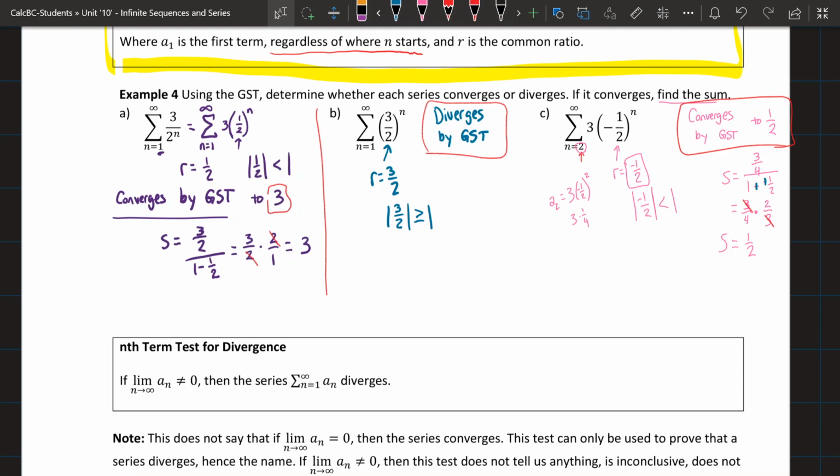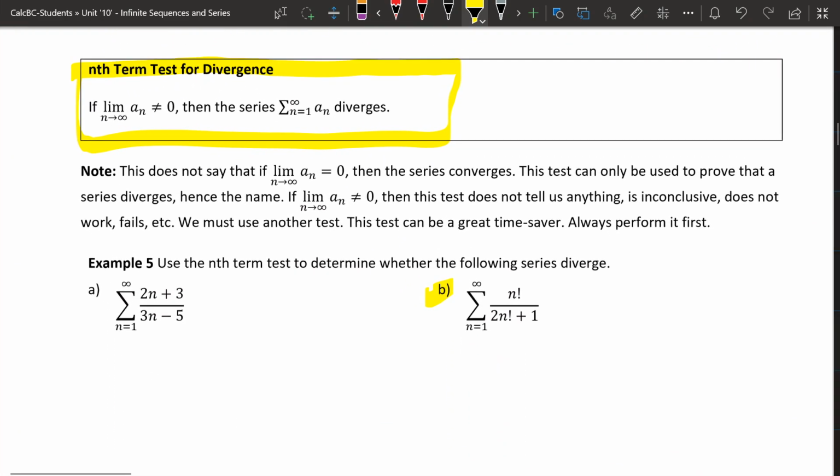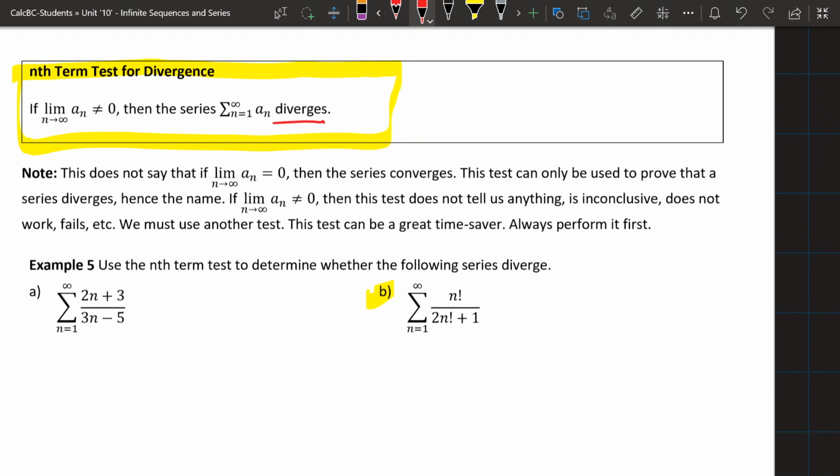Okay, next test is our nth term test for divergence. It says if the limit as n approaches infinity of a sub n does not equal 0, then the series of a sub n from 1 to infinity diverges. Note this does not say the converse, that if the limit as n approaches infinity of a sub n equals 0, then the series converges. It does not make a statement about that. This test can only be used to prove that a series diverges, hence the name.